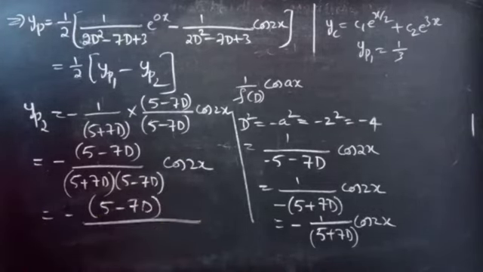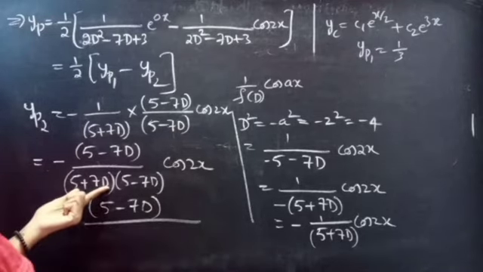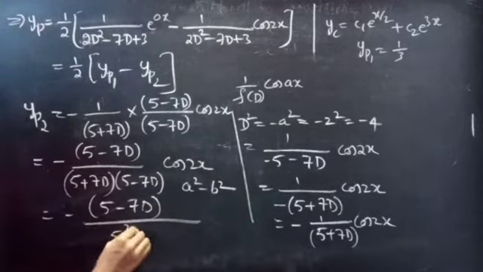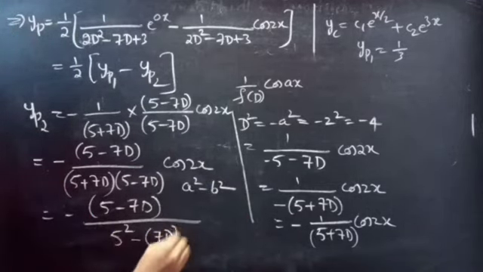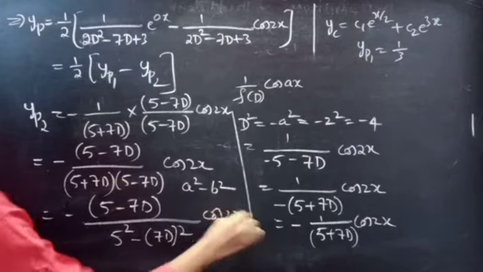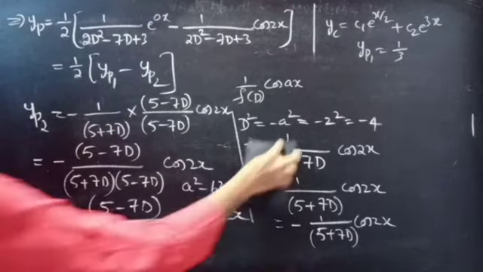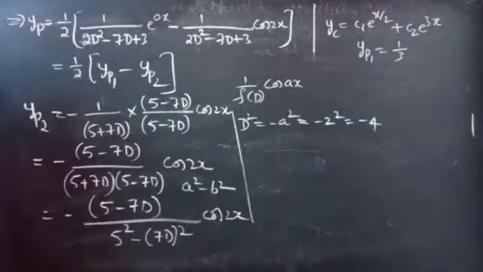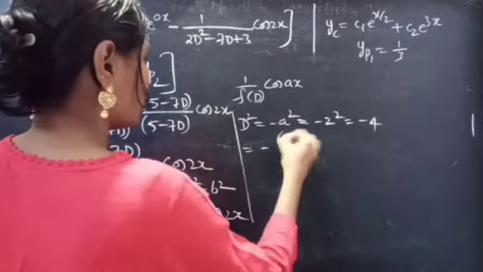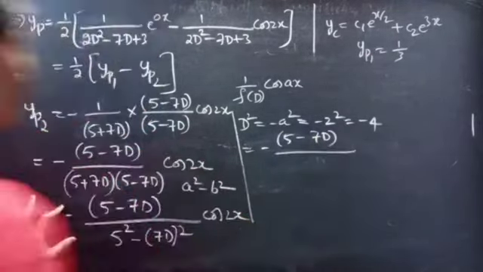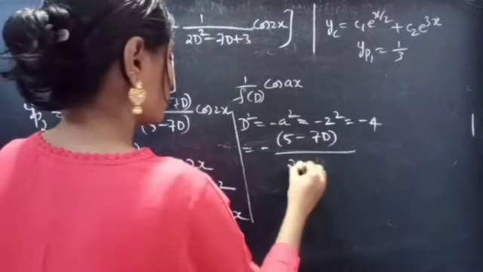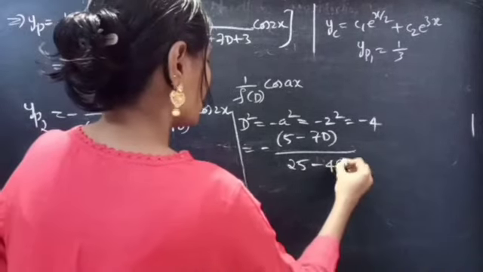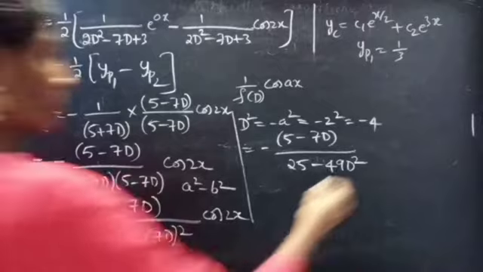Equals minus of (5 - 7D) by, see, the denominator is of the form (a + b) into (a - b), we can write it as a square minus b square. Then we'll get 5 square minus (7D) whole square into cos 2x. This becomes -(5 - 7D) by (25 - (7D) whole square, 7 square is 49 into D square) into cos 2x.